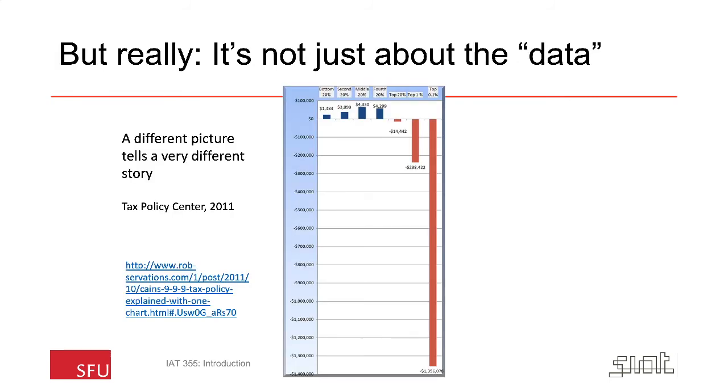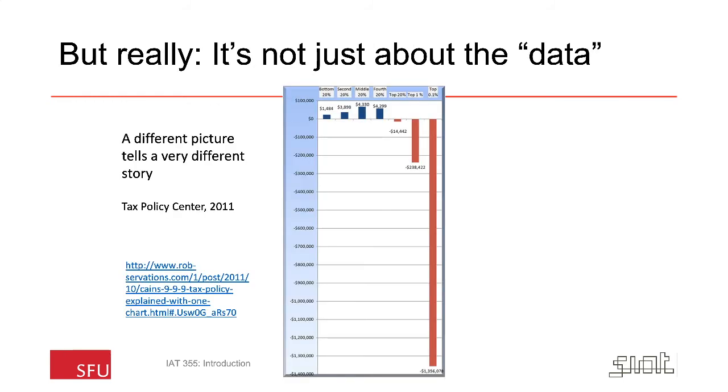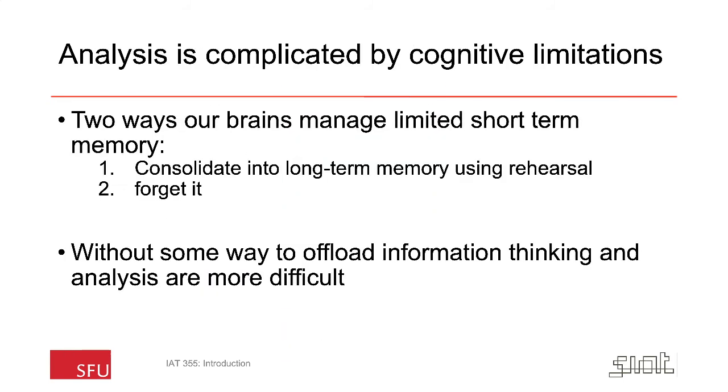However, if you slice a little bit more finely, what you do notice is that the top 1%, top 0.1% of earners in the United States would experience a tax decrease of $1.3 million. So it's a very significant impact that's hidden to some degree by this much more coarse analysis of what's going on in the tax plan that was suggested by Cain.